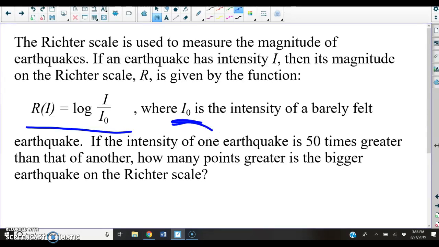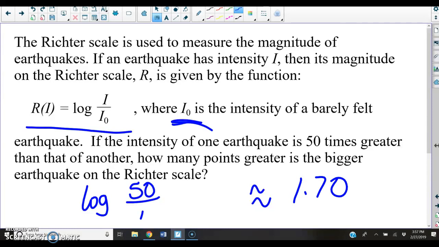So that would be zero intensity. So if the intensity of one earthquake is 50 times greater than that of another, then all this is asking for is what is the logarithm of 50 divided by the original 1. So logarithm of 50. Okay, so all it's asking you to do is grab your calculator and find the logarithm of 50. And I got really close to 1.7. It's 1.698, so when you round it, it's going to be 1.70. So that's all it's going to change on the Richter scale.